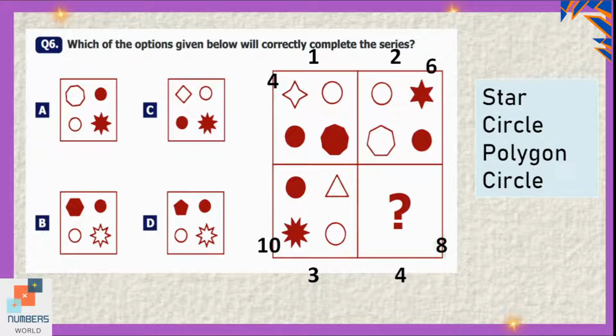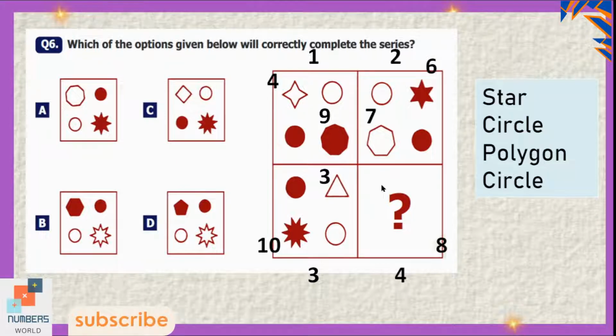So after stars, let's compare the polygons. In the first square, there is a shaded polygon with 9 corners. In the second one, the polygon is unshaded and it has 7 corners. In the third square, there is a polygon which is a triangle. It means it has 3 sides and it's unshaded.